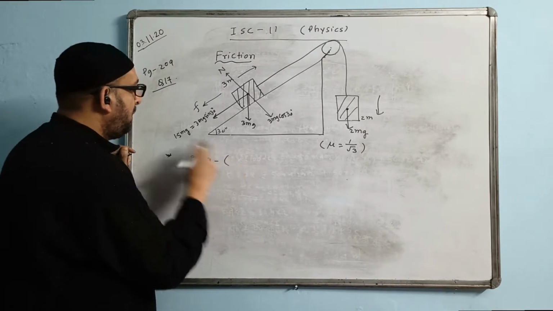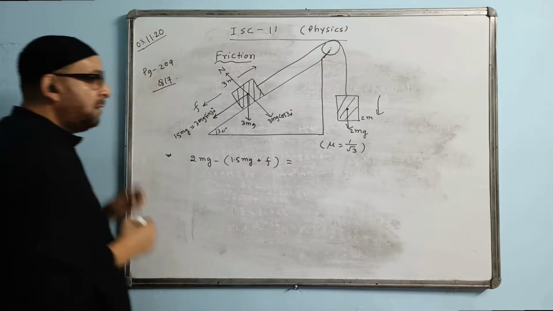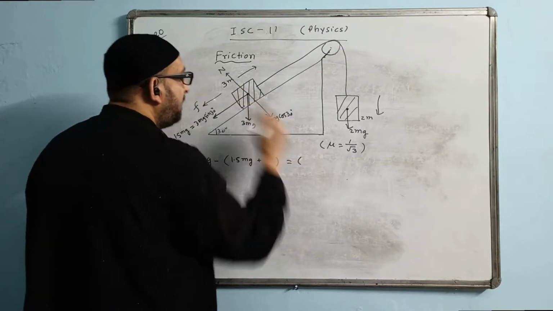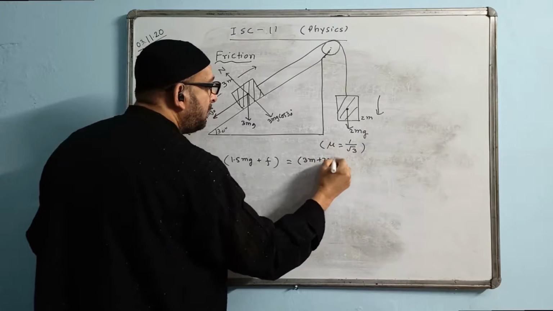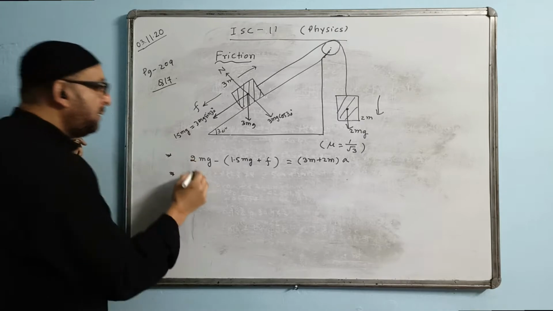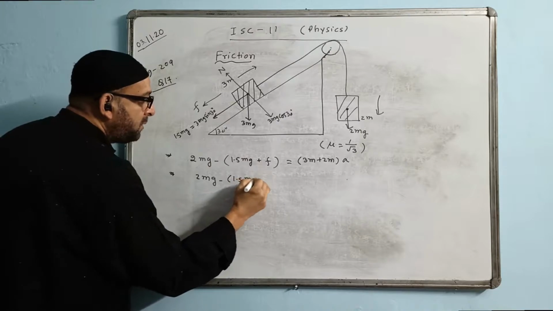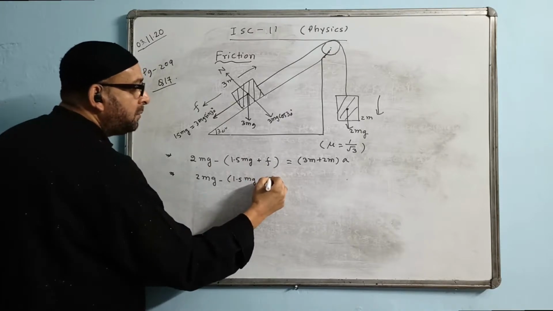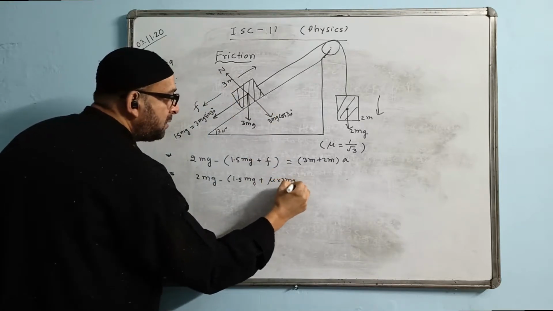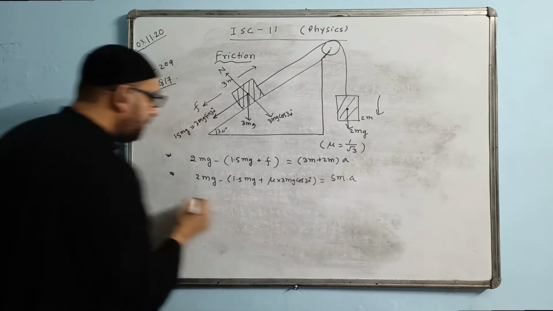Minus, I will get 1.5 mg plus friction is equal to the mass of both blocks in motion, that is 3m plus 2m, into a. If motion takes place at all, let us simplify. I get 2 mg minus 1.5 mg. What is the formula of friction? Mu into normal reaction. The normal reaction value is this much: mu into 3 mg cos 30. This becomes 5m into a.